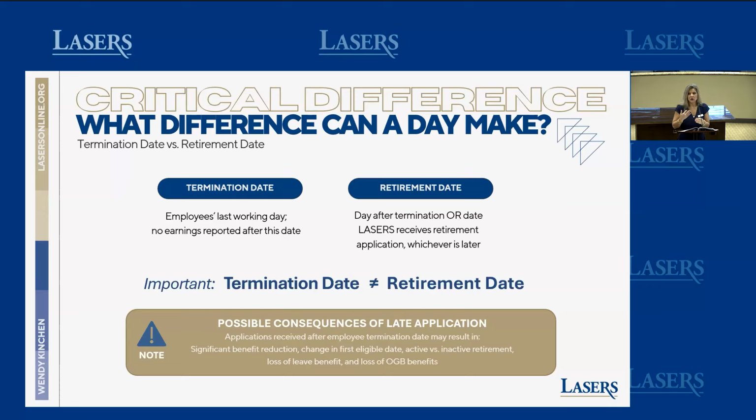The possible consequences of a late application, or of LASERS receiving that application after the termination date, is that the employee could lose retirement eligibility. They could retire as an inactive member versus an active. They lose the benefit of leave. They might lose their benefits with the Office of Group Benefits. It might affect the way their benefit is calculated. So it has some real dire consequences on that employee's retirement if those dates are incorrect. And so just make sure that you get those dates correct on that application.